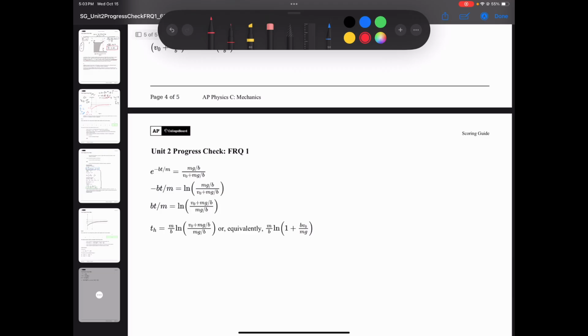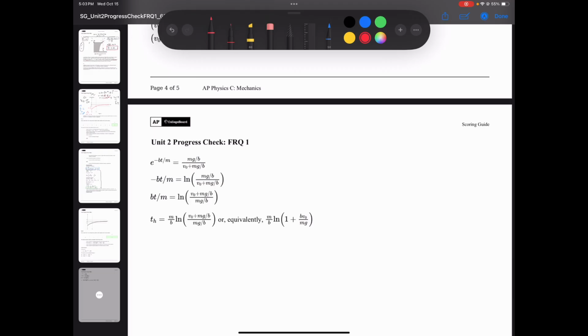So here, they isolate the e to the negative bt over m, and then they use logarithms to actually extract th. So this is an important property of logs. This is just algebra, so you do need to know this. If I have some equation, e to the x equals c, where c is just some constant, the way I can rewrite this expression to solve for x is that the inverse of the exponential e to the x is a logarithm. In this case, it's log base e.